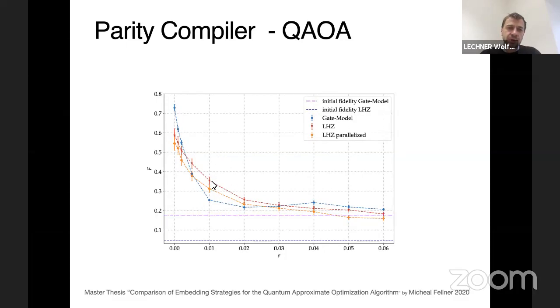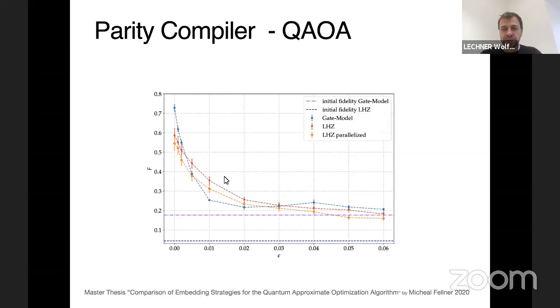And what we see here is that on the x-axis is the error rate of the CNOT gate, and the y-axis is the fidelity of a QAOA protocol with 10 QAOA cycles. And what we see is that for 0 errors, the gate model always gives larger fidelities. However, there is a turning point at some threshold for the error in the CNOT gates where it becomes advantageous to use the LHZ model.